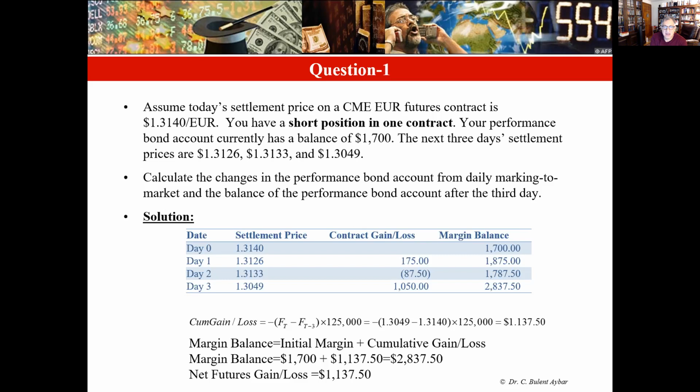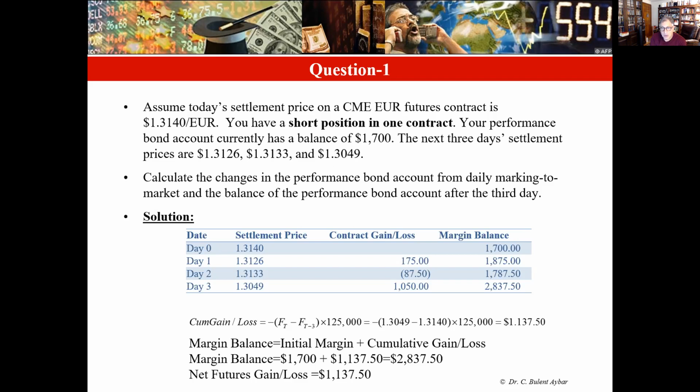The next 3 days' settlement prices are given as 1.3126, 1.3133, and 1.3049. The question asks us to calculate the changes in the performance bond account from daily marking to market, and the balance of the performance bond account after the third day. Although the question is short, it is loaded with information. There are a few concepts here that we should be familiar with in order to answer the question.